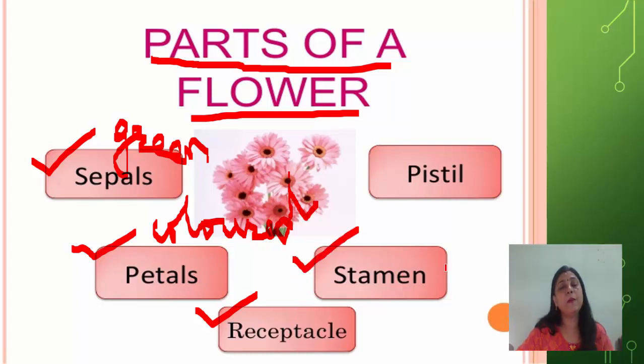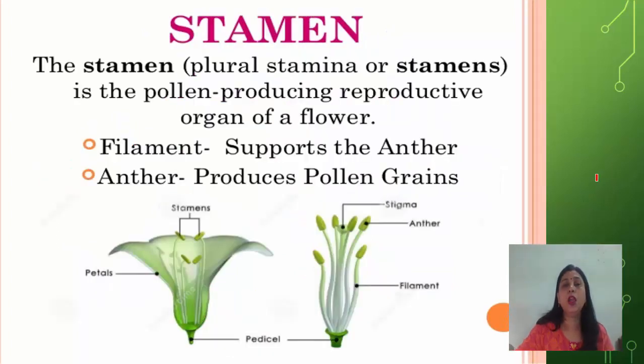Stamen is the male reproductive part of the plant, and pistil is the female reproductive part of the plant. Pistil is the female reproductive part. Now coming to stamen, because we have to talk about reproduction, we are concerned only with the reproductive parts, that is the stamen and pistil.